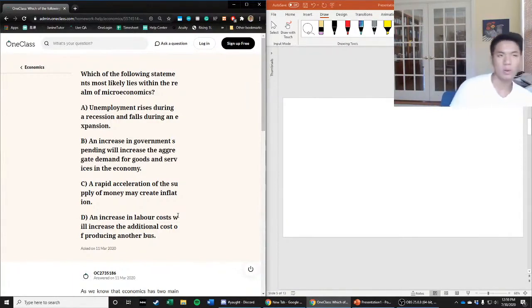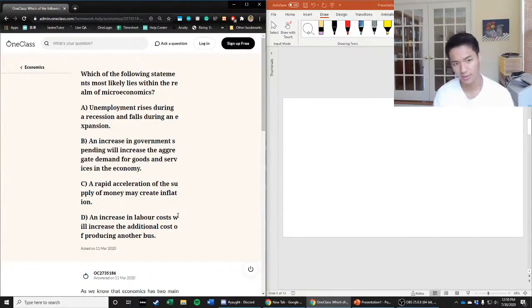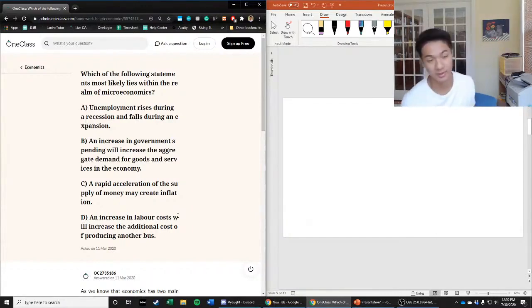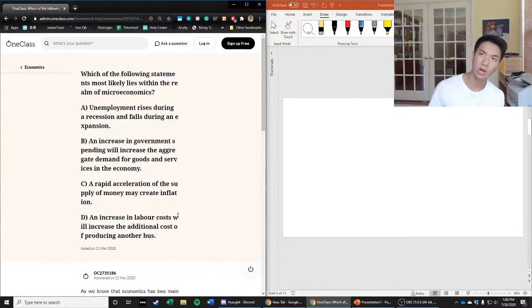So we have both micro and macroeconomics, and they focus on two different things. Microeconomics focuses on the firm level or the individual level decision making, whereas macroeconomics refers to the more zoomed out level of country level or international trade level aspects of the economy. So let's break this down.